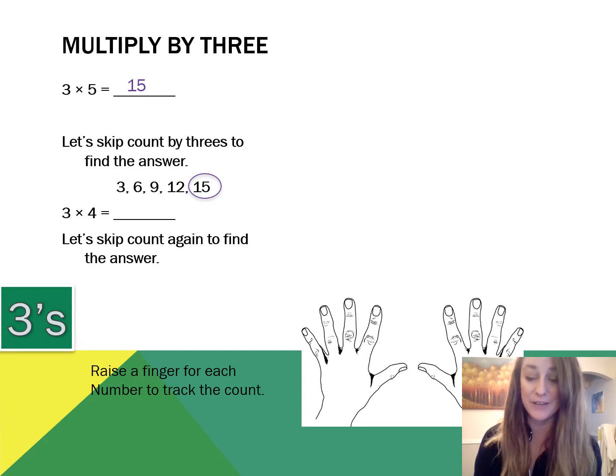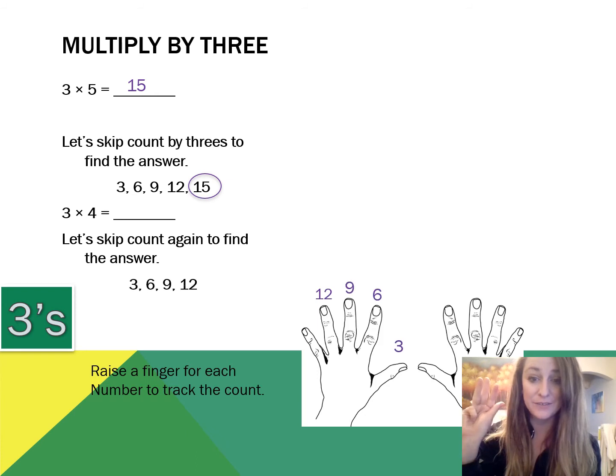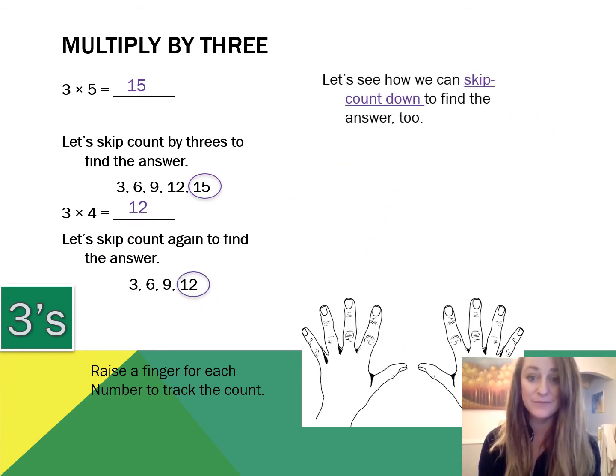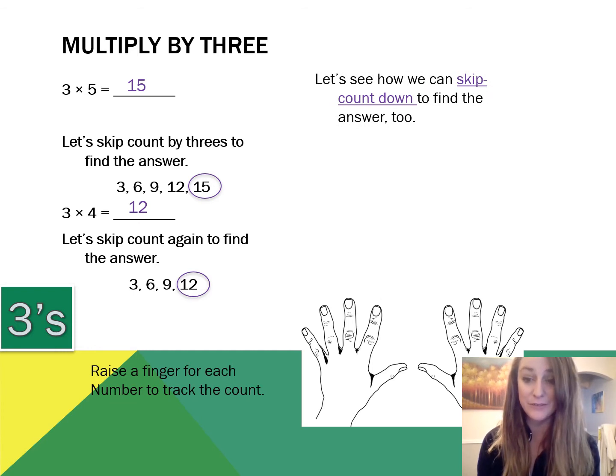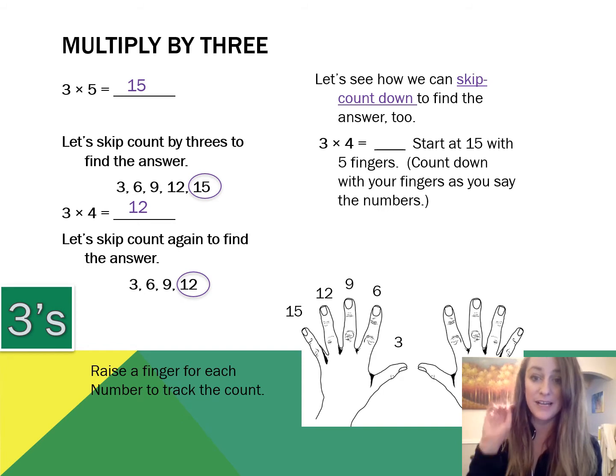Now let's skip count again to solve 3 times 4. Skip count by 3s 4 times. Raise an empty hand. 3, 6, 9, 12. 3 times 4 is the same as 12. Let's see how we can count down to find the answer too. 3 times 4. Let's start at 15 with 5 fingers. Then count down 1 finger to solve. 15, 12.